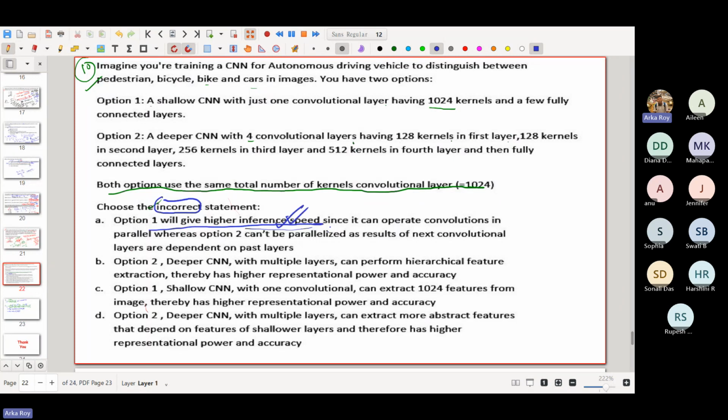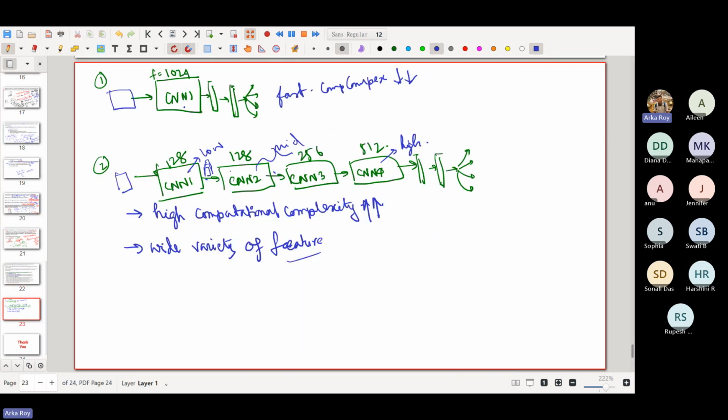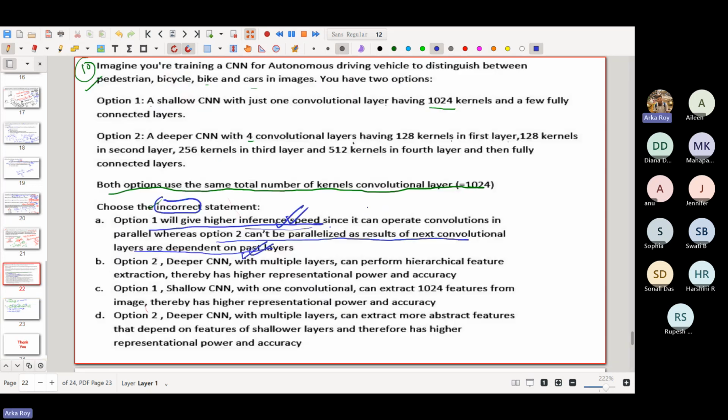So option 1 will have high inference speed. This is correct. And model 2 cannot be parallelized as the result of the next convolution layer is dependent on the past layer. We have seen that over here, the result of this layer is dependent on the past output. So option A is true. This is correct.